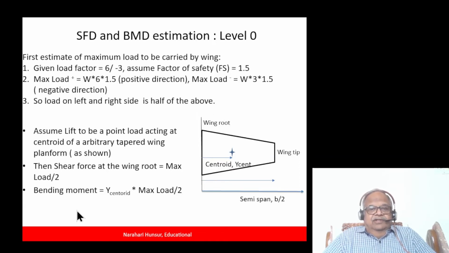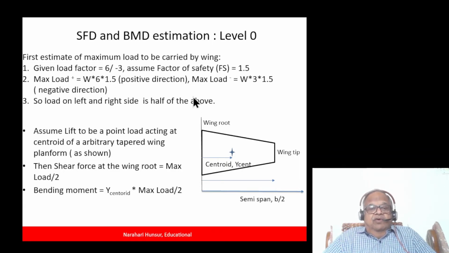Now let's make an assumption. I have just shown a simple trapezoidal wing here with a taper ratio. Of course, wings are not as simple as that, but this is just for explanation. Assume the lift to be a point load acting at the centroid of an arbitrary tapered wing. This is an assumption, however crude, but I'll show you later, it's not that bad. In a trapezoidal planform, you can easily find out what the centroid is.